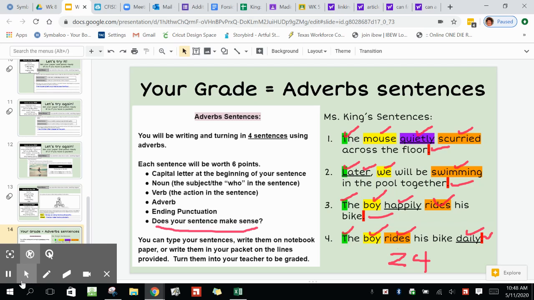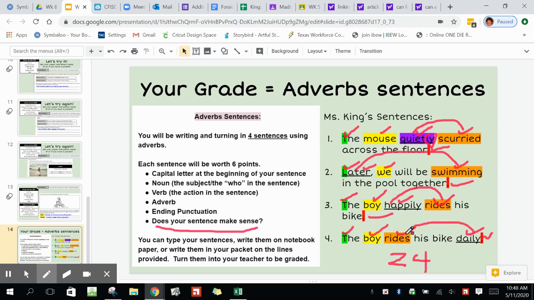Just remember, and I'll review it quickly before we go. An adverb, in this case, we're talking about modifying the verb, changing the verb in some way. Most of the time it will have an ly on the end. Think about, in this case, how did the mouse scurry? When did you go swimming? How does the boy ride his bike? And when does the boy ride his bike? Okay, if you can answer those questions, then you've got them all correct and you understand adverbs.